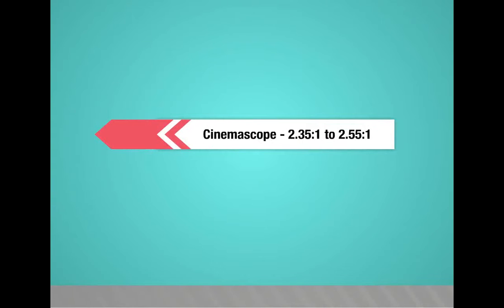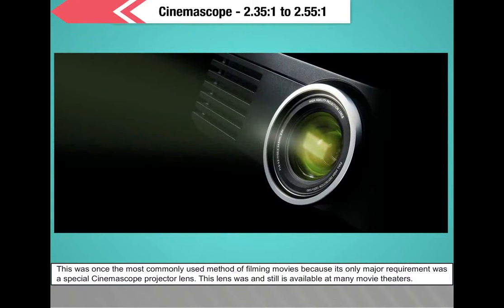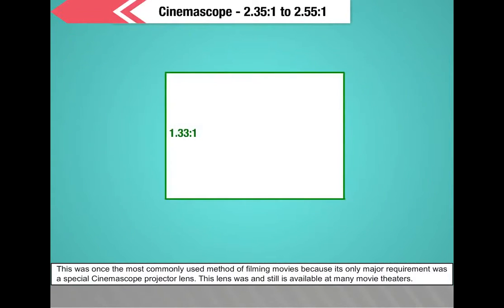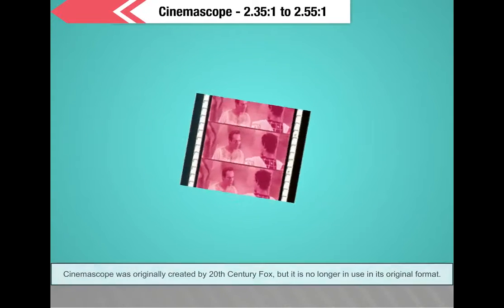CinemaScope, 2.35:1 to 2.55:1. This was once the most commonly used method of filming movies because its only major requirement was a special CinemaScope projector lens. This lens was and still is available at many movie theaters.